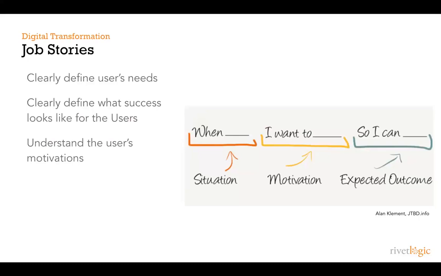We keep them up, and at every decision point that we have, we say, okay, is this fulfilling the job story? Is this going to work in the context or situation that the person finds themselves in? Is this going to appeal to them and motivate them to take the action that we need them to or that they want to? And is it going to satisfy them at the end of the process?